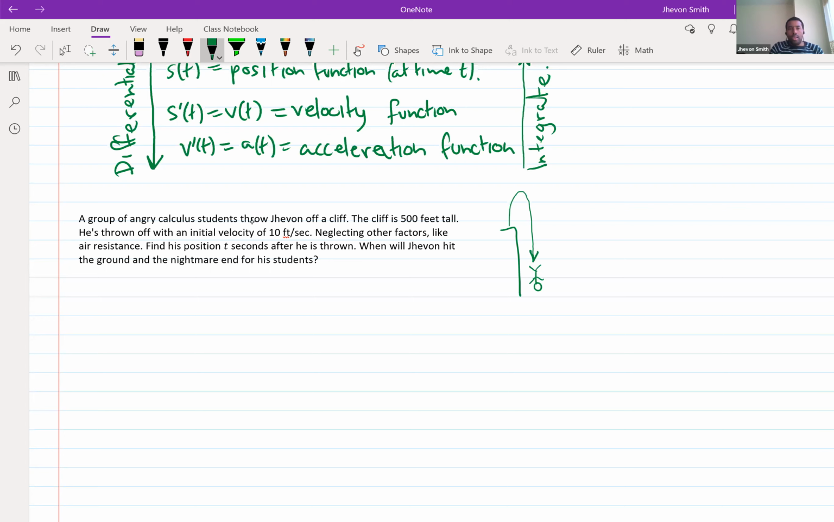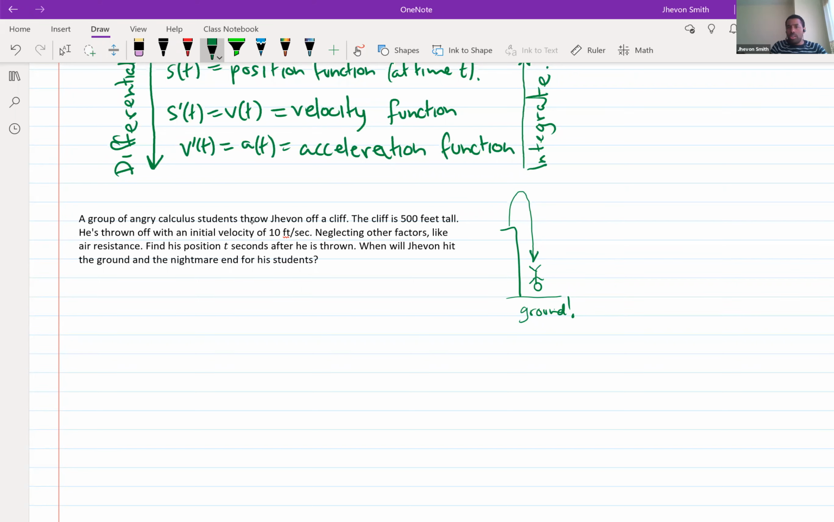Neglecting other factors like air resistance and all that stuff, assume this is some ideal situation. The cliff is in a vacuum or whatever the physicists always say. Find his position t seconds after he is thrown. When will he hit the ground? So we want to find a function that's tracking my location and then tell me how long before I hit the ground, right? So these are the questions.